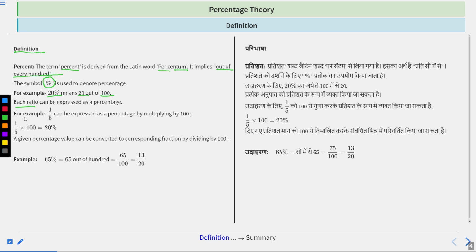How can we represent it? For example, 1 by 5 can be expressed as a percentage by multiplying by 100. So if we multiply 1 by 5 into 100, we get the percentage value, which is 20%. A given percentage value can be converted to the corresponding fraction by dividing by 100. For example, when we take 65%, it means 65 out of 100. So we can write it as 65 upon 100, which is 13 by 20 in fraction form.